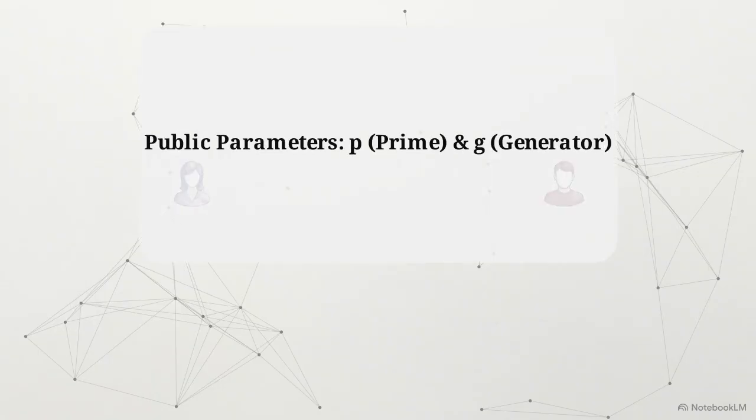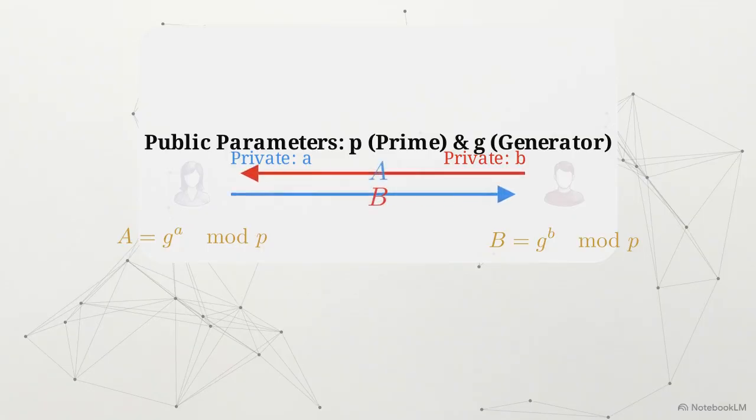Alice and Bob start with public parameters p and g. Alice uses her private value a to compute public A, while Bob uses his private b to compute public B. After exchanging these public values, they both perform a final modular exponentiation. Because of the mathematical properties involved, they both arrive at the exact same shared secret key.